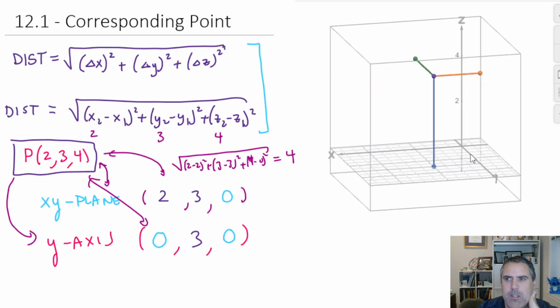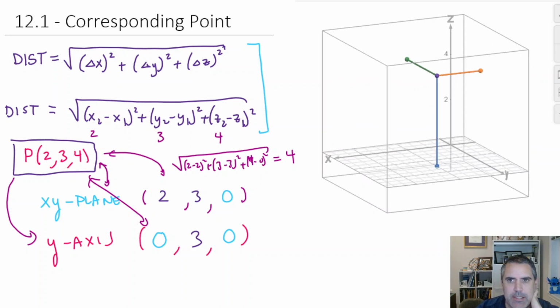All right? So if I want to go straight down, that's that. What can I say about that point that's on the ground? Z is 0 and the X and Y are the same. So that point is 2, 3, 0 and it's 4 units up. The same would be true about the other coordinate planes.